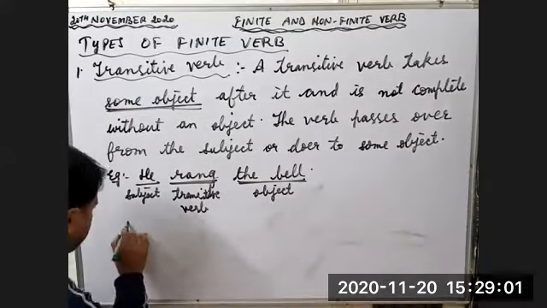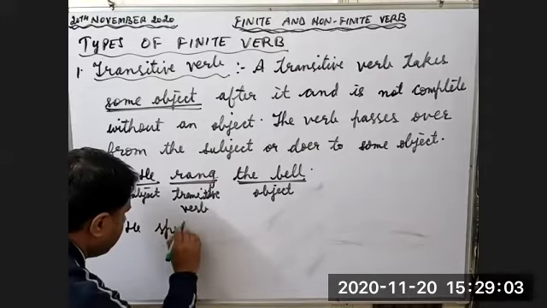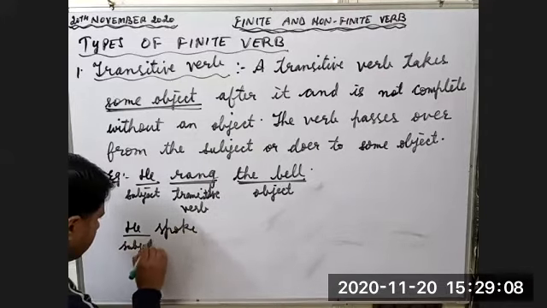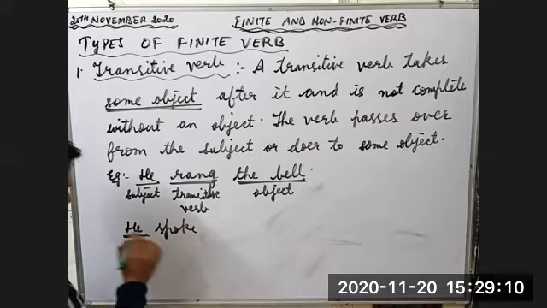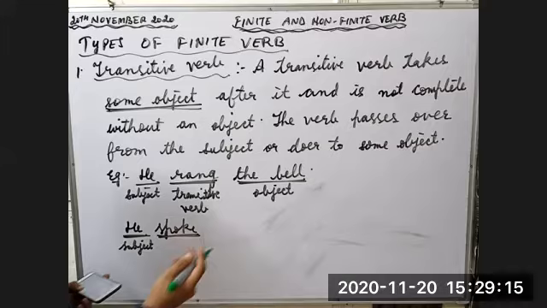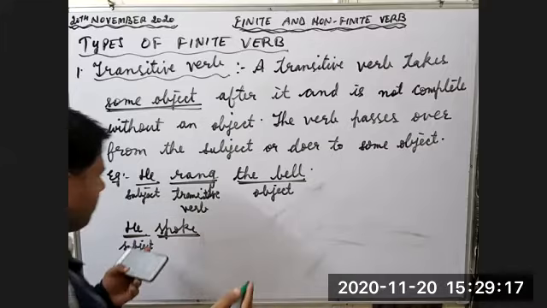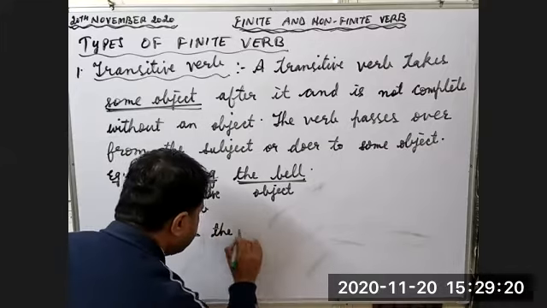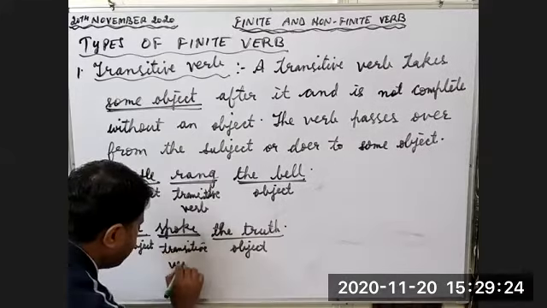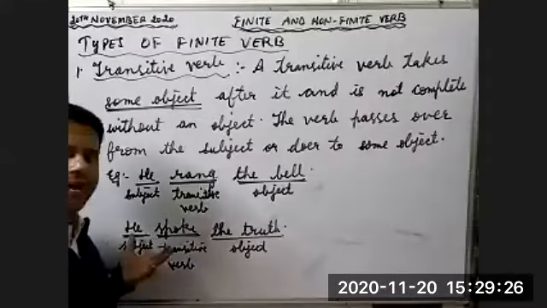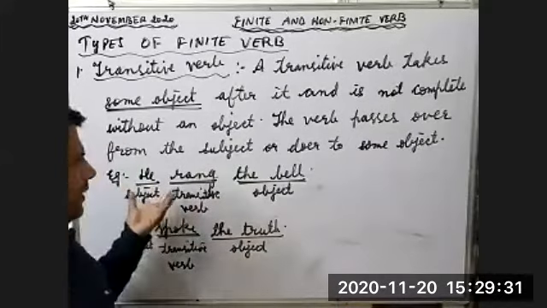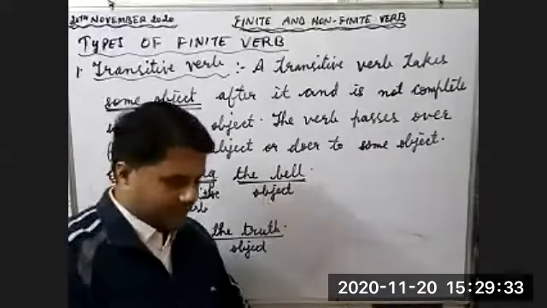Next example, he spoke. Now he is the subject. He spoke what? Immediately a question comes to our mind. He spoke the truth. Now what is spoke? Spoke is a transitive verb. See children, the action starts from he and reaches truth. The action starts from he and reaches bell. So this is a transitive verb.